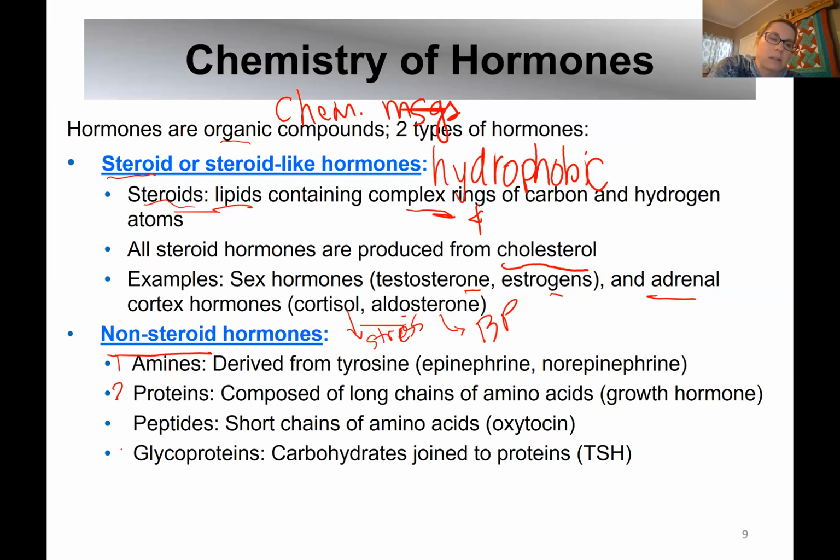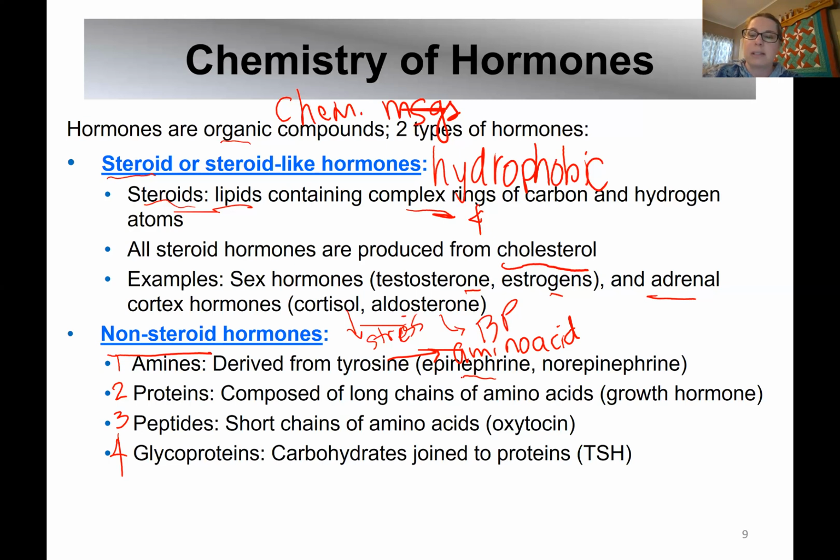First is the amines, proteins, peptides, and glycoproteins. The amines are going to be built from the amino acid tyrosine. Remember, amino acids are building blocks of proteins. You put a bunch of amino acids together, that makes a protein. Well, one particular amino acid called tyrosine is used to form the basis of epinephrine or adrenaline. Those are the same hormone, different names, synonymous, and norepinephrine.